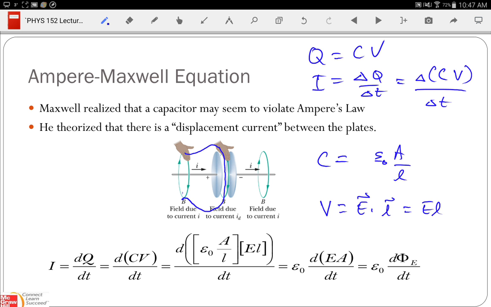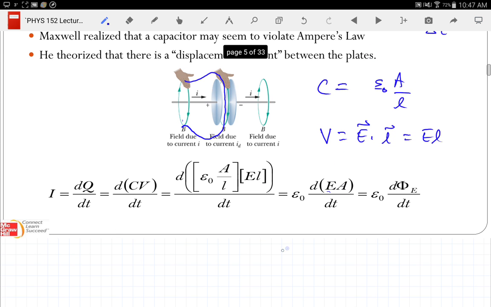you end up with the derivative, well, epsilon 0, the change in EA over change in time. But EA, electric field times area, it turns out this really is rigorously the electric flux.